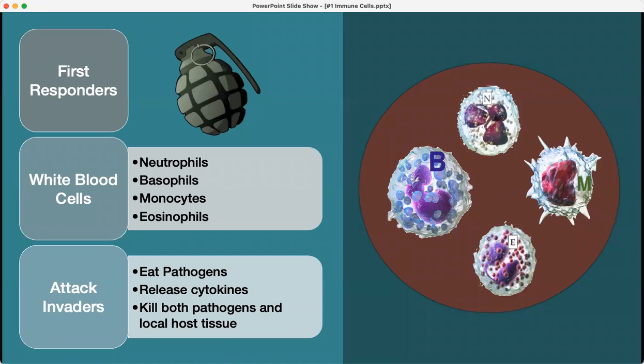So first responders, I equate them to the grenade gang. They include the neutrophils, basophils, monocytes, and eosinophils. And they do just a massive attack. So everything gets killed when they're releasing all these toxic granules. So they're destroying local tissue as well as pathogens.